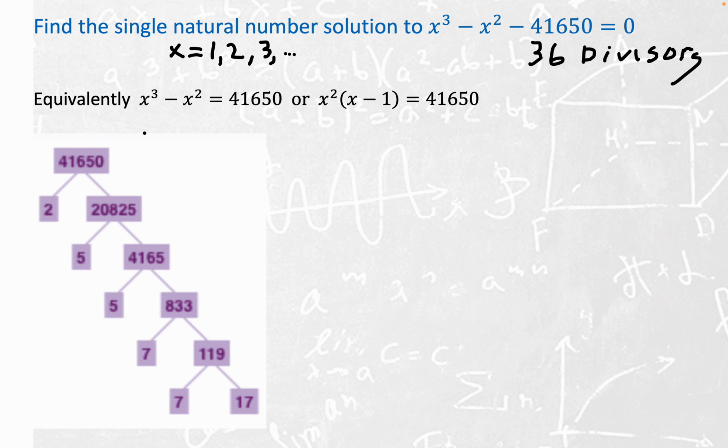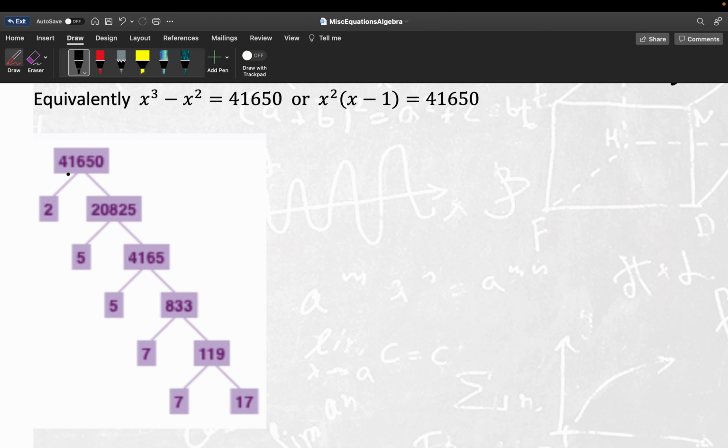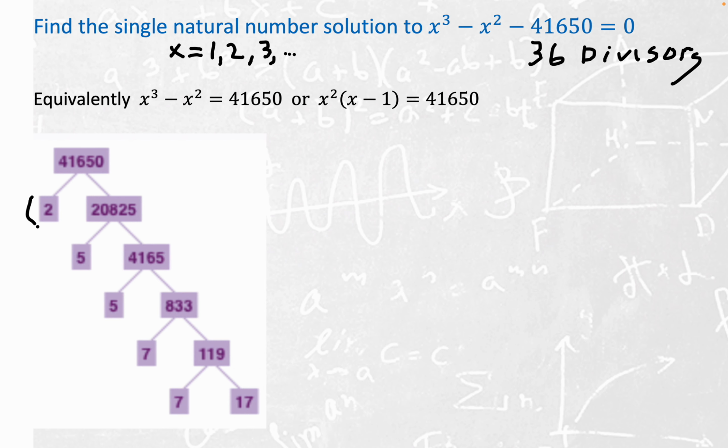Now notice I rewrote the expression. This statement up here is absolutely equivalent to this statement, and then you can factor the left-hand side, and so we're already looking pretty good here if we can get the squared factors of 41,650, right? Well, notice right here, from this process, we have 2 as a prime factor. This is called a prime tree, by the way.